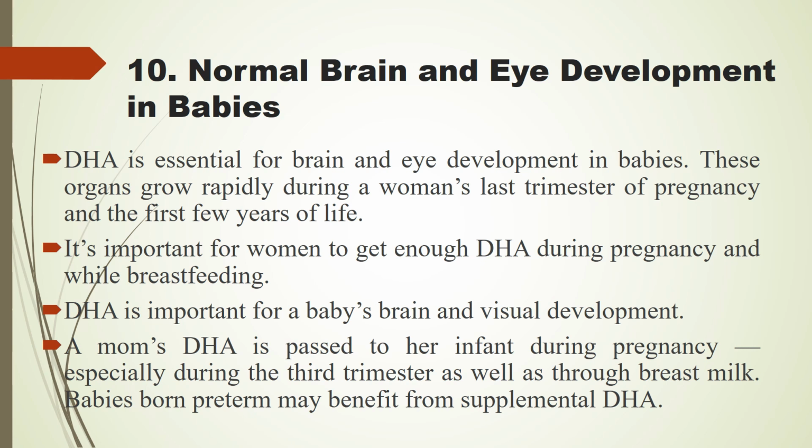A mom's DHA is passed to her infant during the pregnancy, especially during the third trimester, as well as through the breast milk. So babies born preterm may benefit from supplements of DHA. So the pregnant lady must eat salmon, tuna, canned tuna, trout, mussels, oysters, cod, fish eggs, pickled herring, clams, and crabs. But the pregnant woman should also avoid mackerel, swordfish, and striped bass due to their potential mercury content.